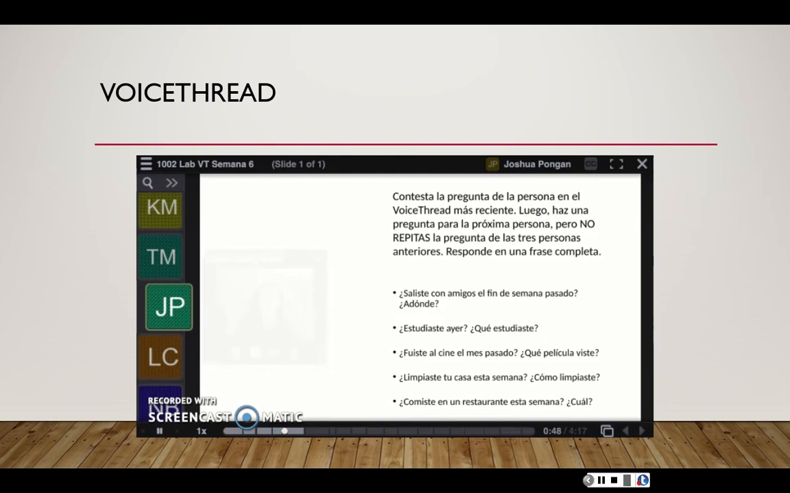VoiceThread's amazing because it can allow students to interact with each other asynchronously, which is, again, really important. I don't want their only exposure to Spanish to be my Spanish. They have to listen to each other, they have to listen to other people's ideas, and even use this opportunity to get to know each other and create community in the classroom.